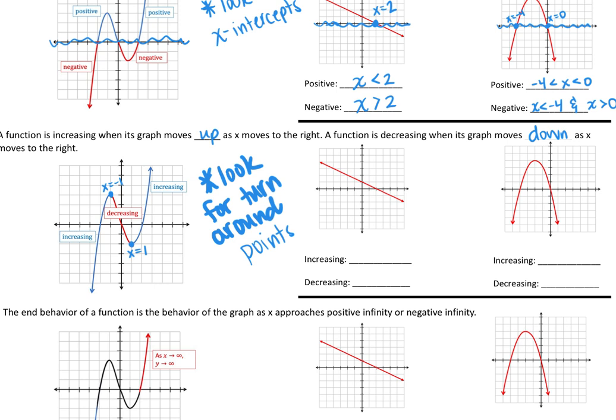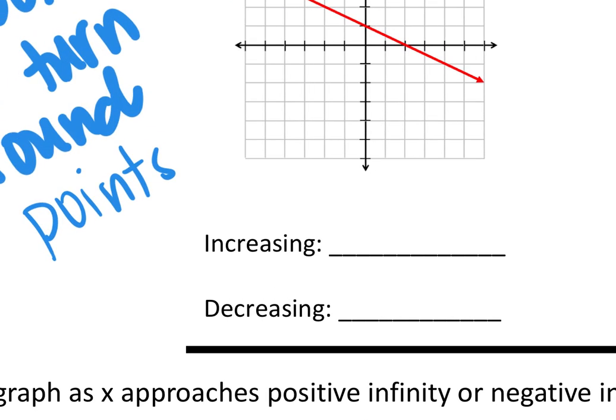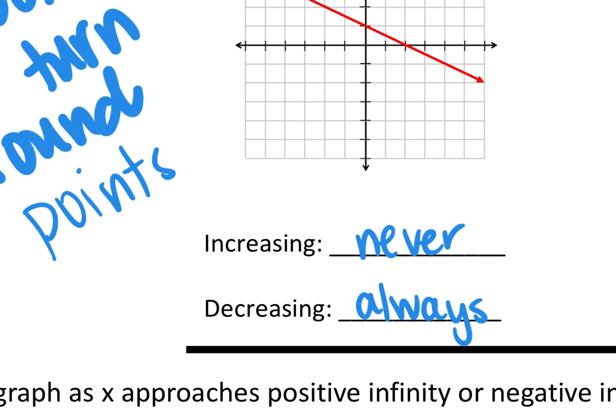Our line is easy because I just said that if we're describing where it's increasing and decreasing, we're going to look for a turnaround point. Is there a turnaround point on a line? No, which means it's always only doing one thing. In this case, as I look at this line from left to right, what's it always doing? It's decreasing. So for the increasing interval, we'd say never, because it's never increasing. And then for the decreasing, we can just say always, or all real numbers, or for all values of x, it's decreasing, because it's always only doing one thing because it's a line. All right?